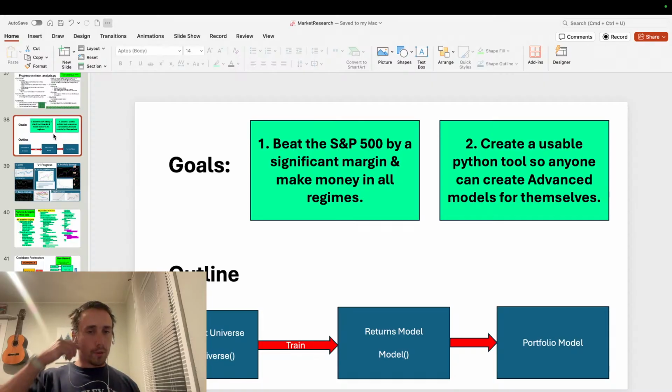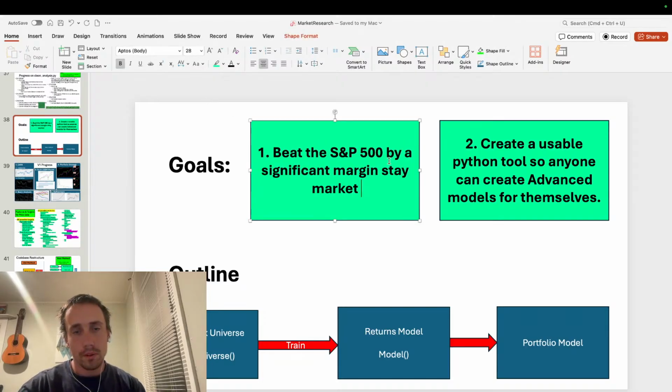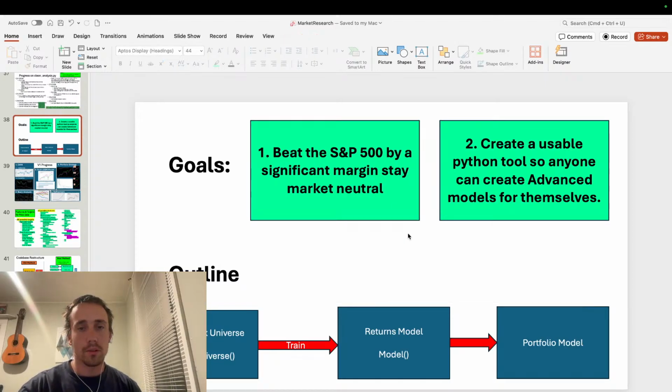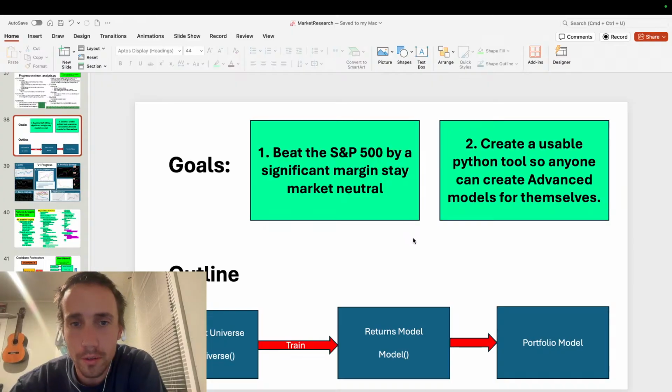Additionally, if the market's going down, I don't want to be losing money. I guess a good way to say this is market neutral. I want to be making money if the market's going up, if the market's going down, and I want to be outperforming the S&P because if I'm not, I could just buy and hold the S&P 500.